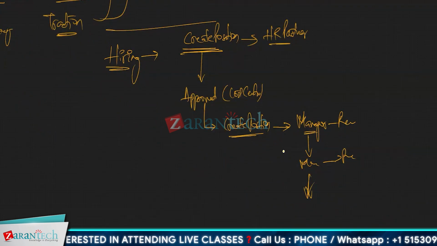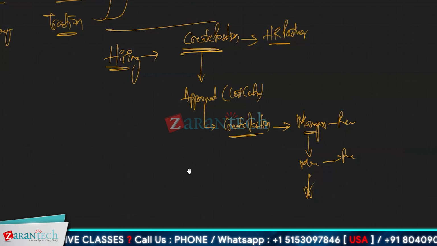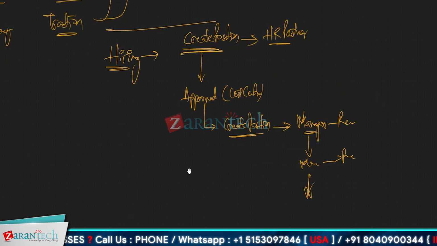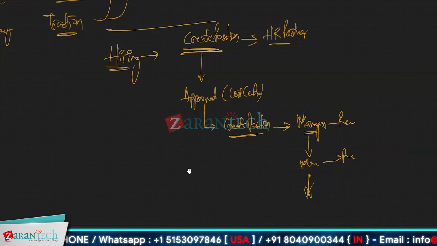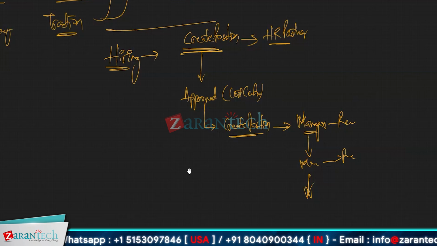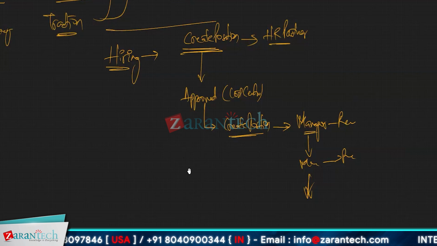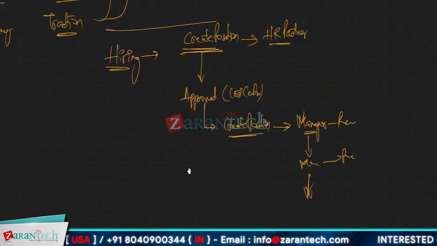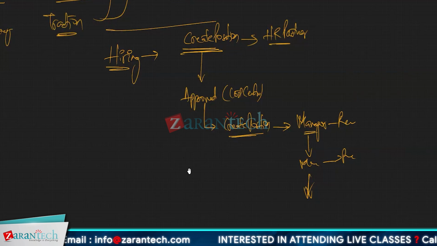Suppose the company has a specific process that needs to be followed when hiring an employee, when terminating an employee, or when an employee is changing any personal information. If there is a specific process that needs to be standardized across the organization, that is when we use business processes in Workday. So basically, a business process is like a flow chart. It shows the flow of a process, and this flow is standardized across the organization.